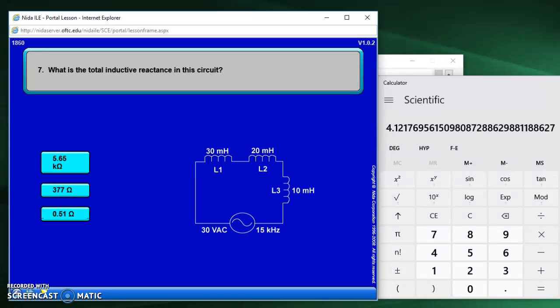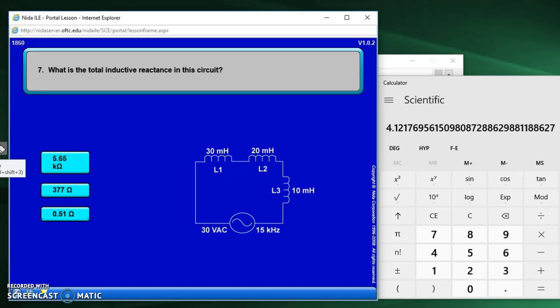Okay, we're going to resume again, and it's asking for total inductive reactance here. Now we've got a couple of options. We could do each individual coil, add them together, or we could add the individual coils together and then apply the formula 2 pi FL to that. That sounds a lot easier to me, and we've got all the same units, which are millihenries.